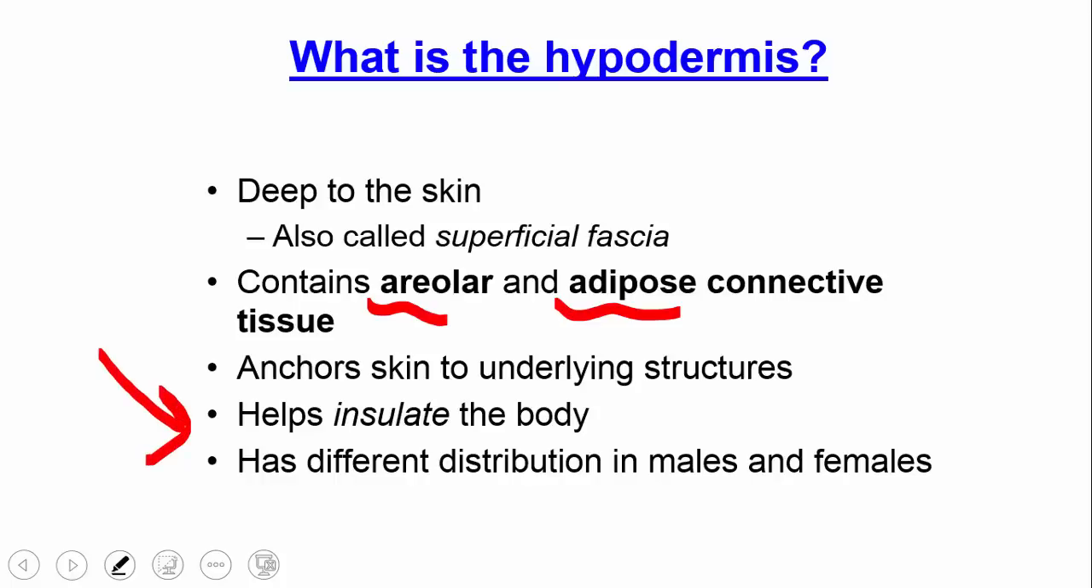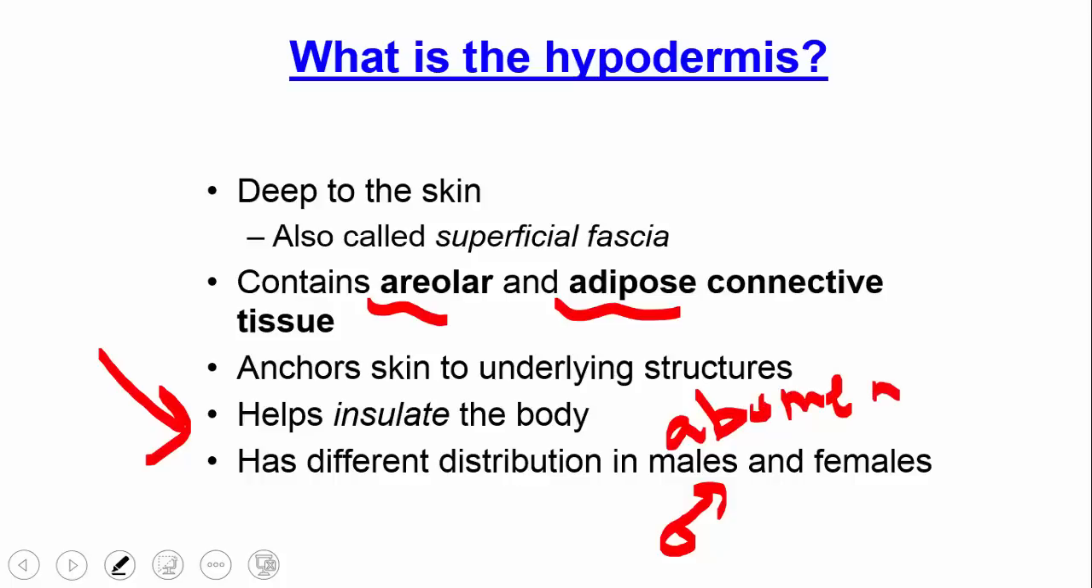And what I mean by this is this: if someone's gaining weight over time, which happens to many of us, what happens is that you actually get a thickening of the hypodermis, right? So if you're gaining weight and your hypodermis is thickening, there's a different distribution in terms of how it thickens in men and women. So if you're looking at men here, in men the hypodermis really thickens around the belly region, so sort of the abdomen region.